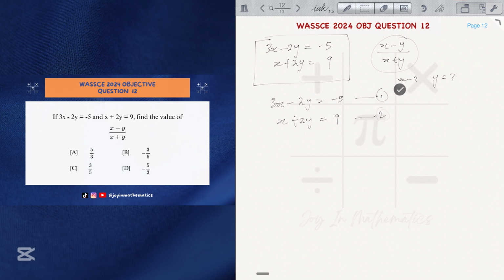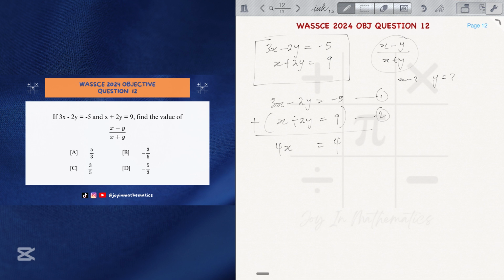So we can use the substitution method or elimination method, as the case may be. So let's use the elimination method. Let's add these two equations together. Adding them together, we have 3x plus x, so this will give us 4x. Minus 2y plus 2y will have 0. And minus 5 plus 9 will have 4.